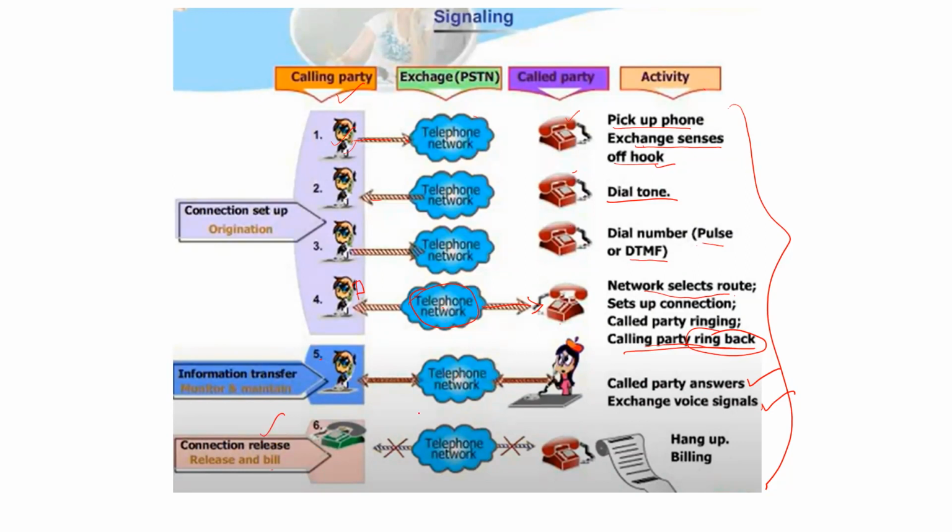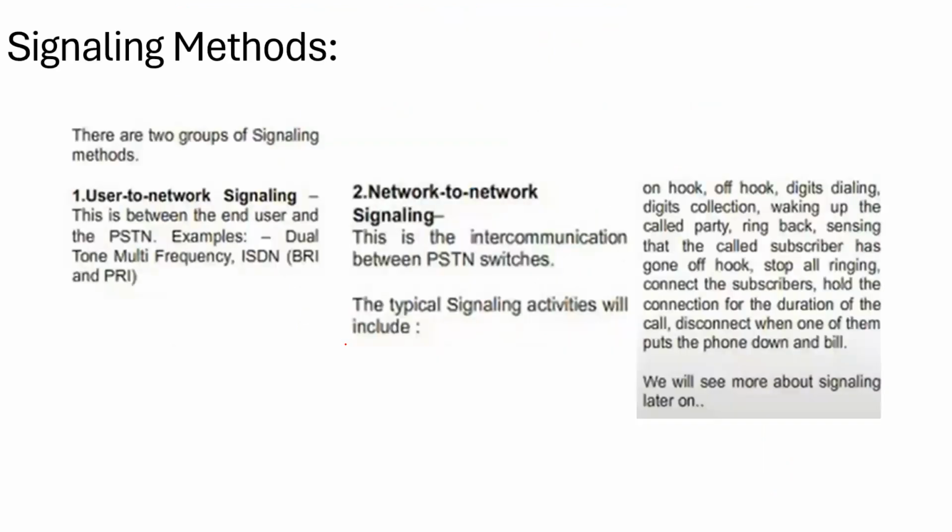The two persons hang up, so there is the release of the connection, and call recording and billing information is being generated. So this is how a call is established from one point to another, through all these 6 steps.